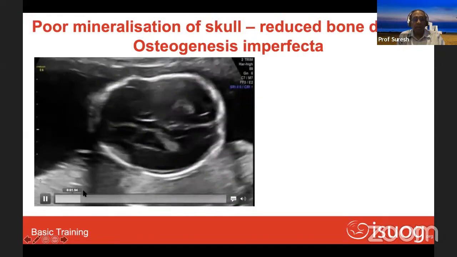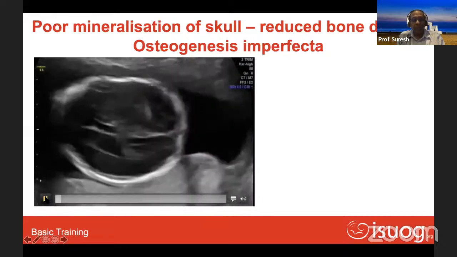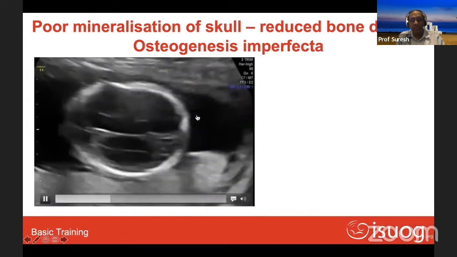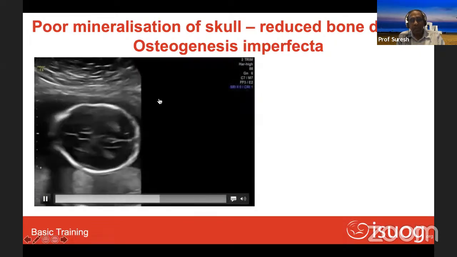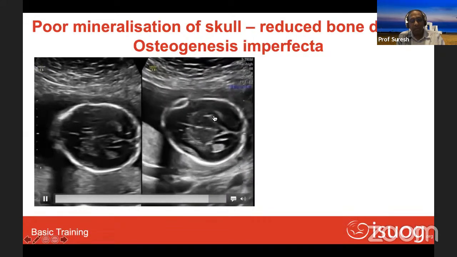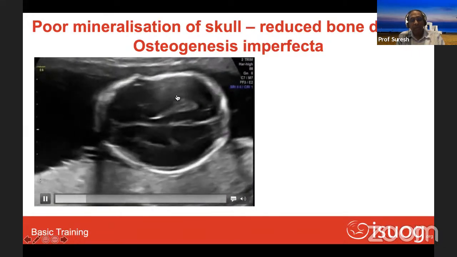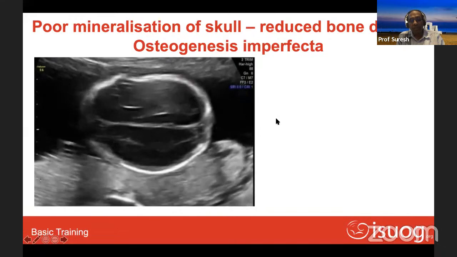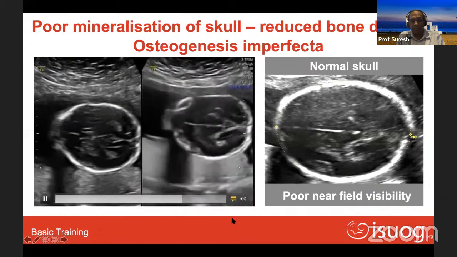The next one is to look at bone density. Here you can see that in osteogenesis imperfecta, for example, there is reduced bone density. Because of that, there is good penetration of the sound waves, and that is the reason why the near field is also seen very well. Not only the near field, but the near structures in the brain are all seen very well. And that's a cause for worry and concern. In the normal skull, there'll be poor near field visibility.